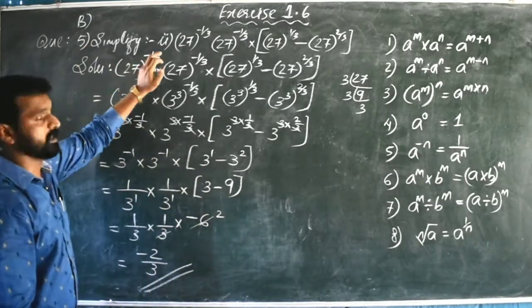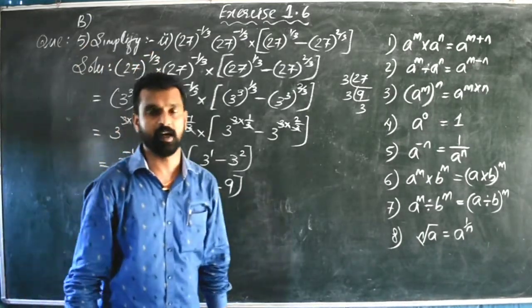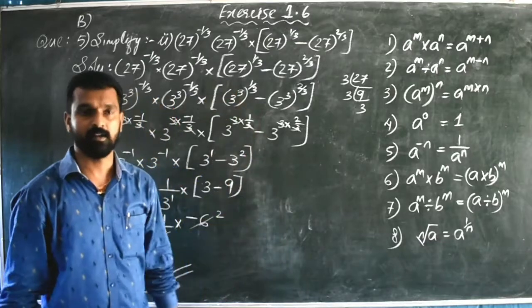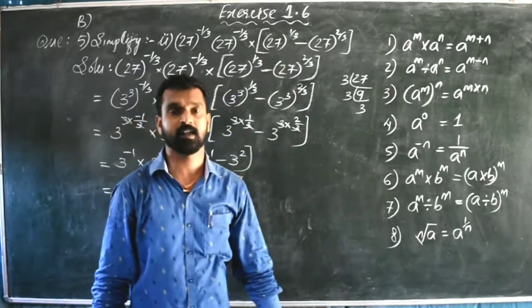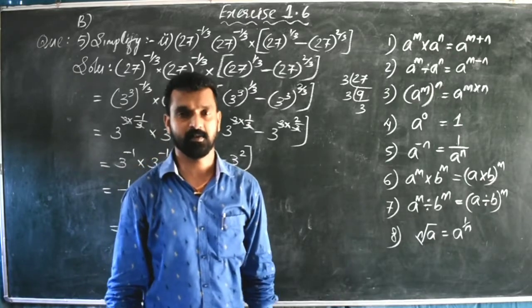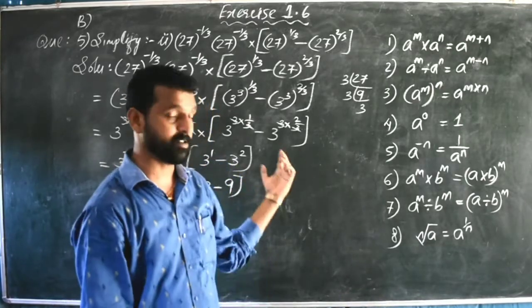One more question is here, the third question, that you do by yourself. In this same way only, you can do it by yourself. This is the end of exercise 1.6 and this chapter also finished now. This one is the last question, question number 5.